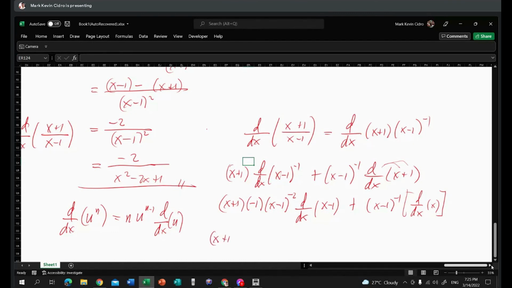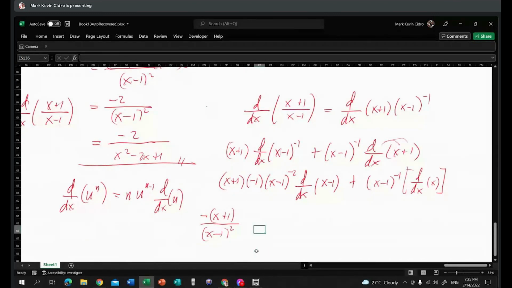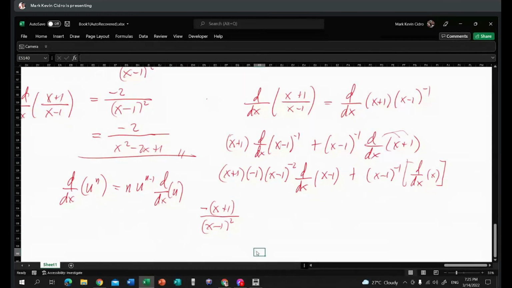X plus 1. Ibubutang ko dito ang negative 1. X minus 1 raised to negative 2. This can be written as x minus 1 raised to 2 in the denominator. Do you agree? Algebra. Di ba? Algebra lang. Hello? Yes, sir. X plus 1 over x minus 1 raised to 2.